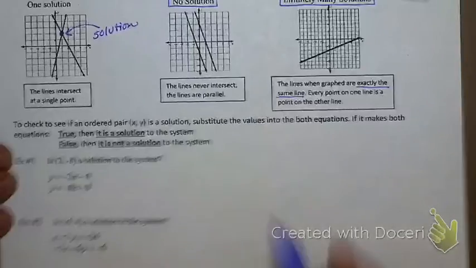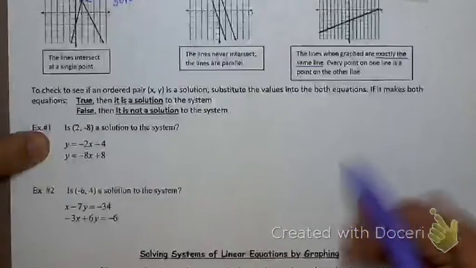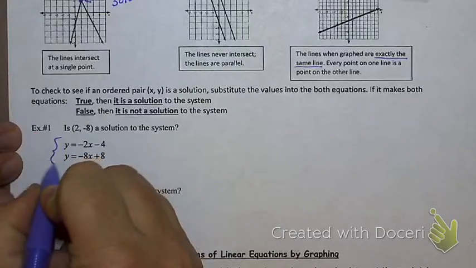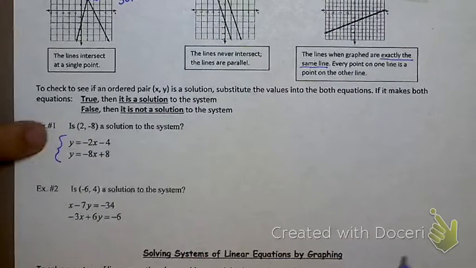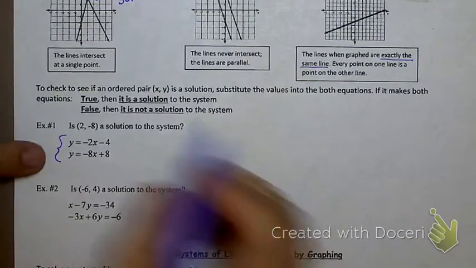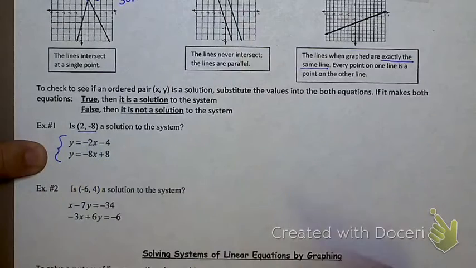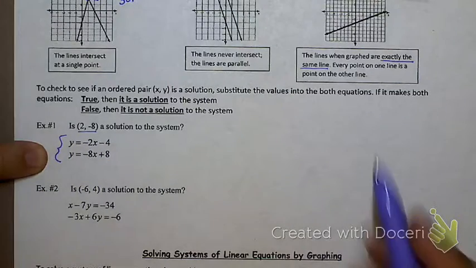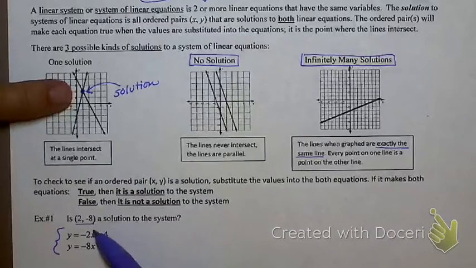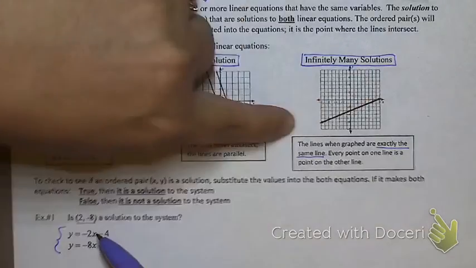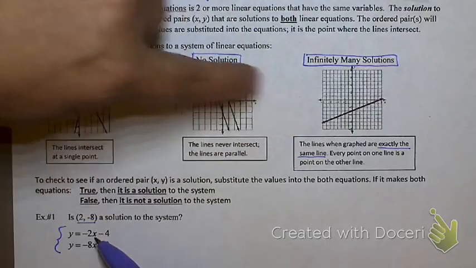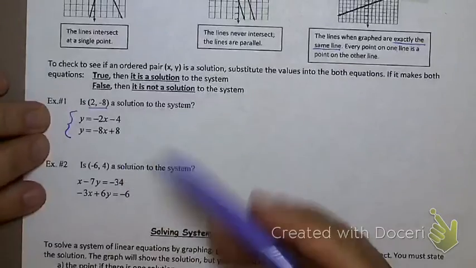So, first type of problem you will see. Here is the system. And in fact, sometimes you'll see it with a little brace like that. Sometimes you won't. But it's asking, is (2, -8) a solution to the system? In other words, is that either the point where they cross or one of the points that's on both of the lines? So how do I figure that out?